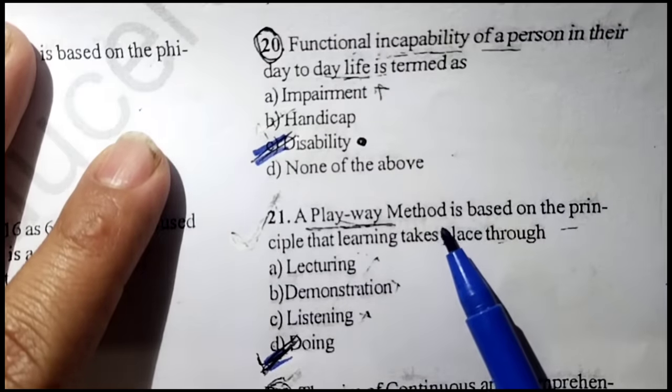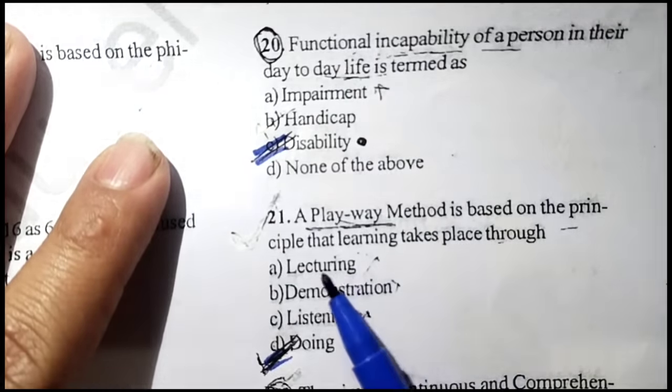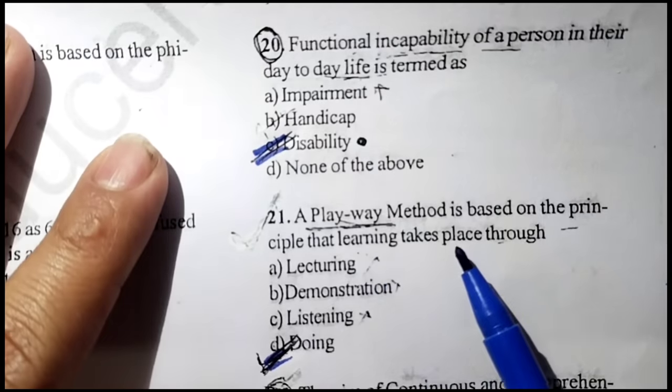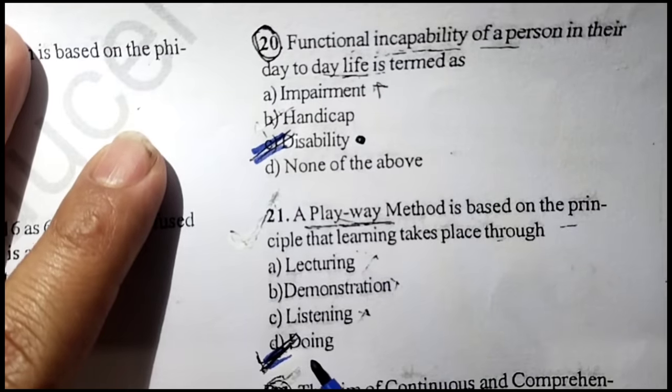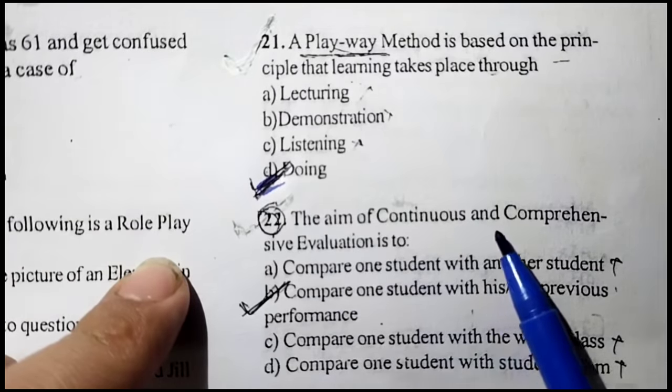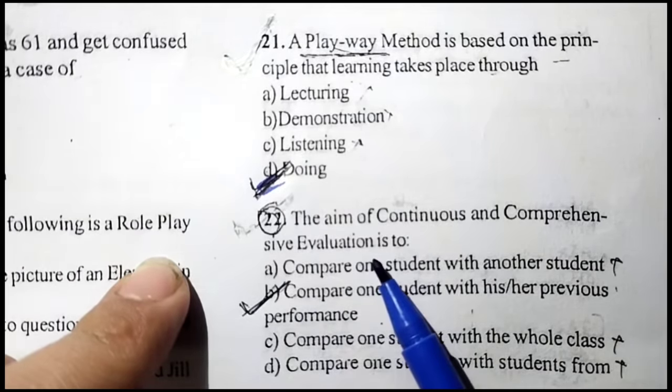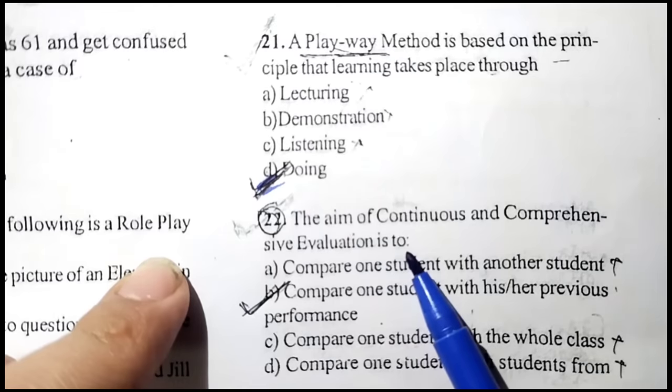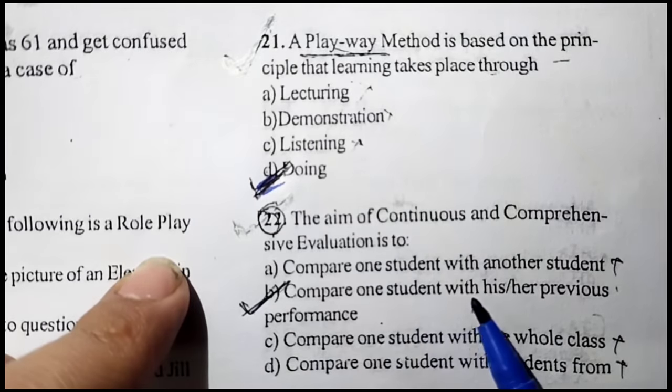21. A playway method is based on the principle that learning takes place through doing. 22. The aim of continuous and comprehensive evaluation, CCE, is to compare one student with his or her previous performance.